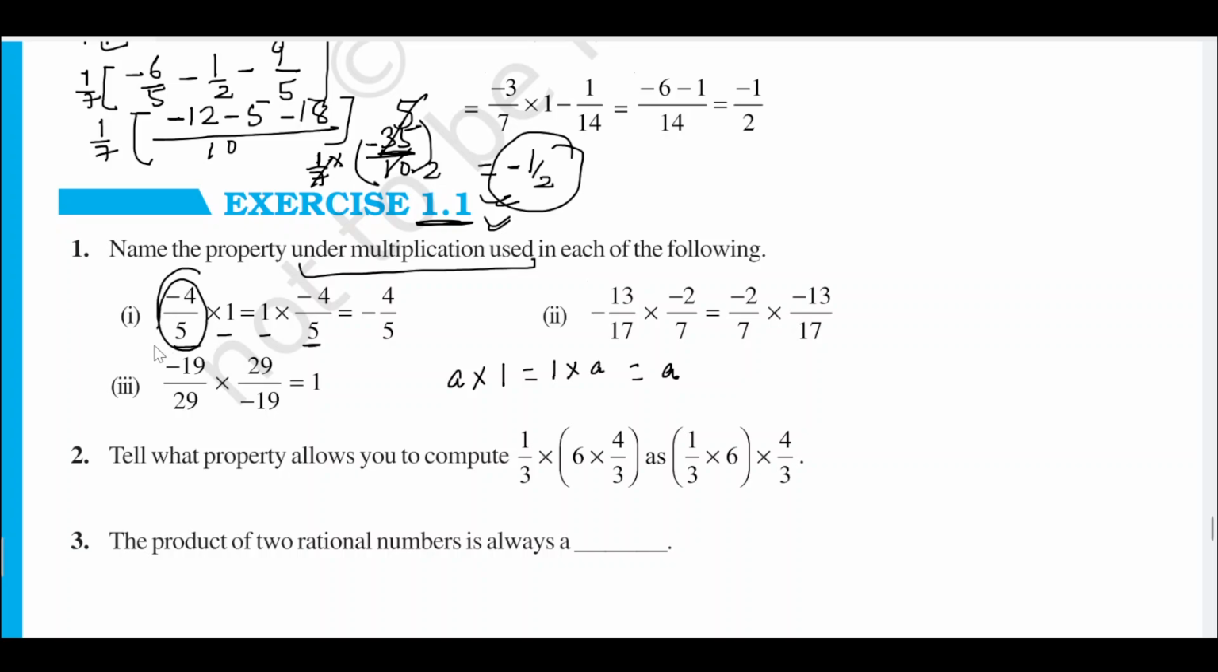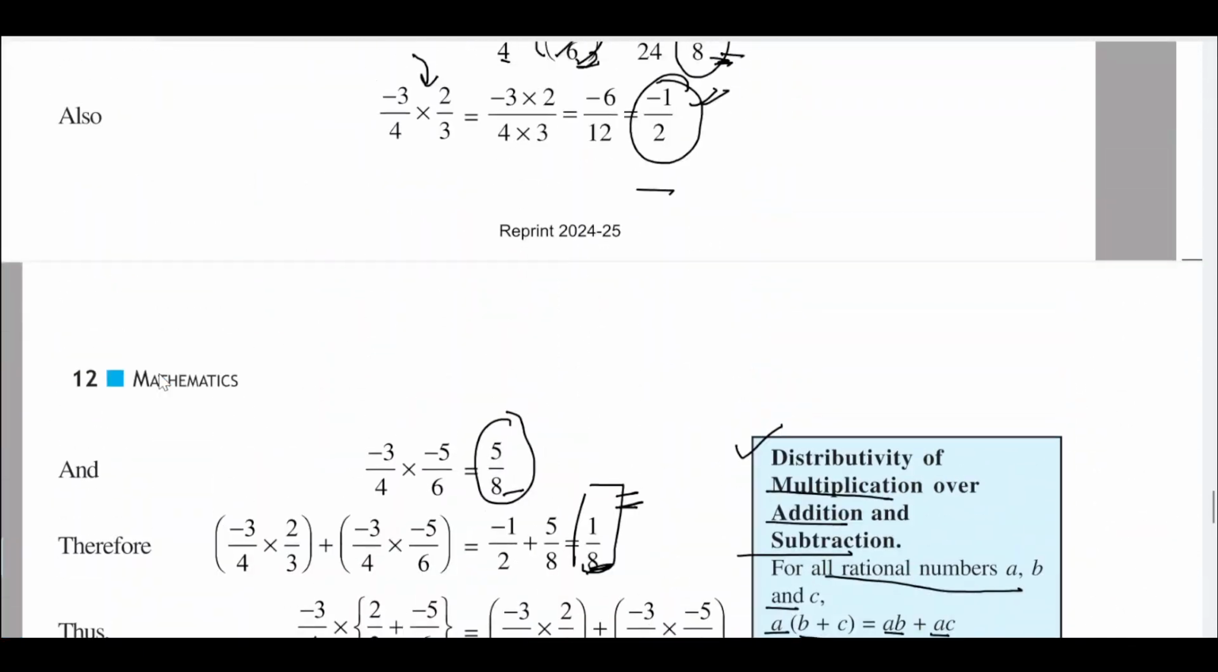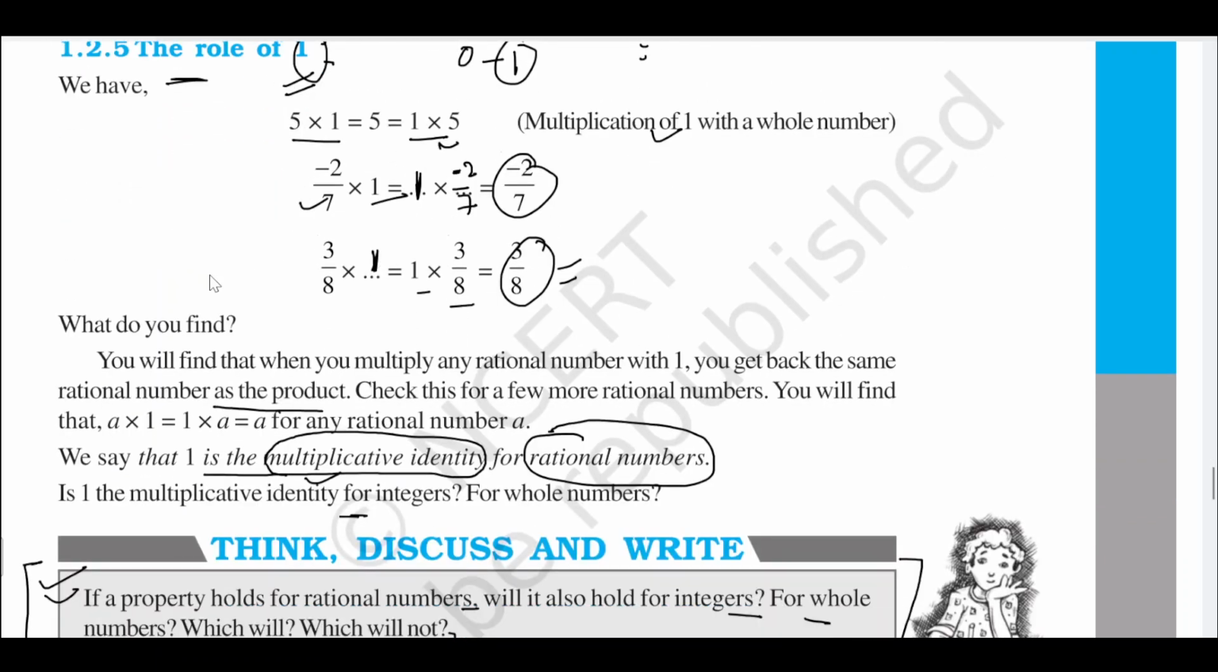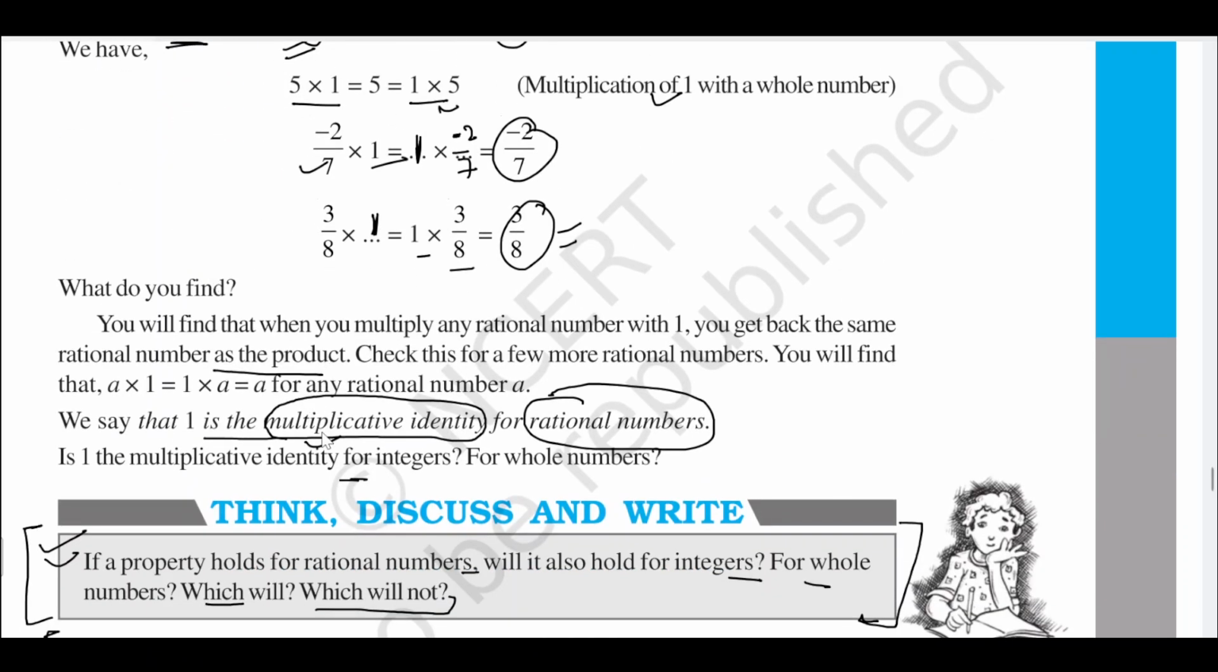So which multiplication property do we call 1 as, we have just learned earlier. Anything we multiply by 1, we get that same number. So the rule of 1 we have learned here: multiplication of any number with 1 gives that number. So we call 1 the multiplicative identity. A into 1 is 1 into A, which is equal to A, that rational number. So 1 is called the multiplicative identity.